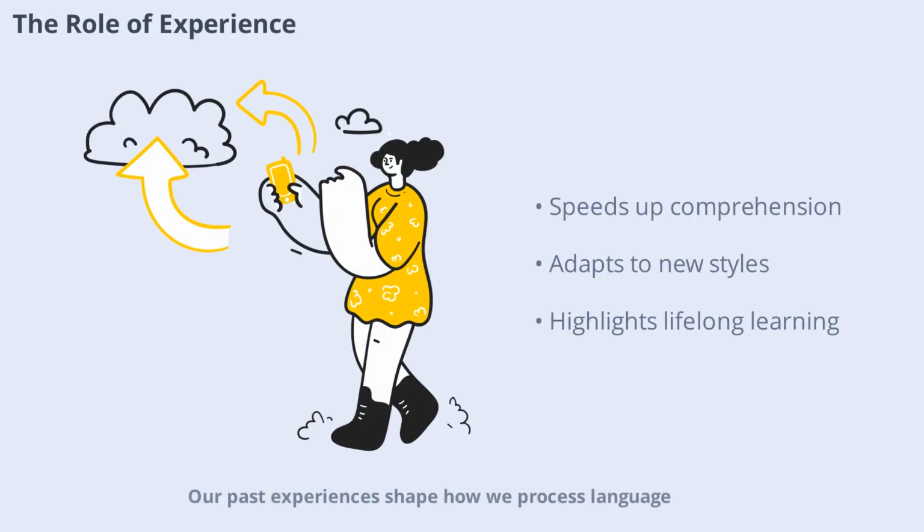Our past experiences shape how we process language. Familiarity with certain words, phrases, or topics can speed up comprehension and make communication smoother. Experience also helps us adapt to new accents, dialects, or styles of speech. This adaptability is a hallmark of human language processing and highlights the importance of lifelong learning.